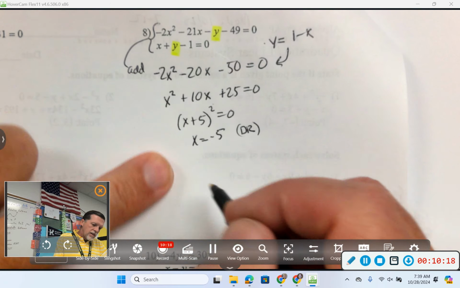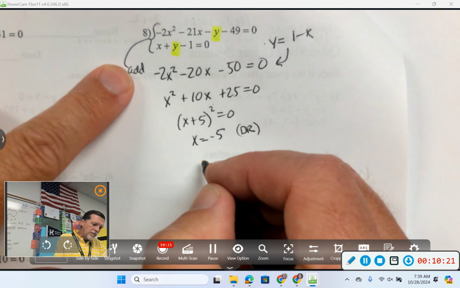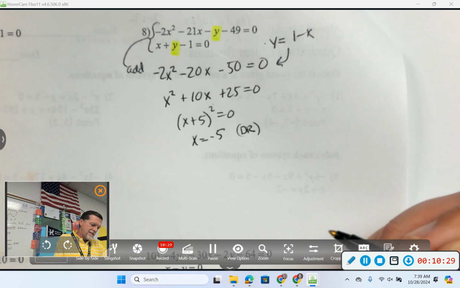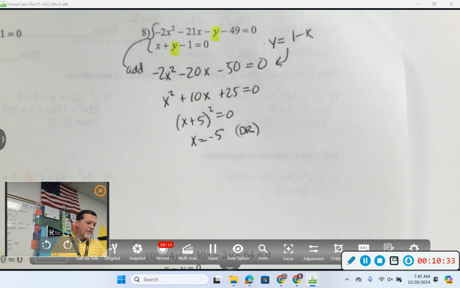Mr. Wolf, I have a question. Hold on, what's the question? Technically, could we just multiply one of the equations, like on 9, could we multiply the bottom by a negative and then do elimination? Yes. Cool.